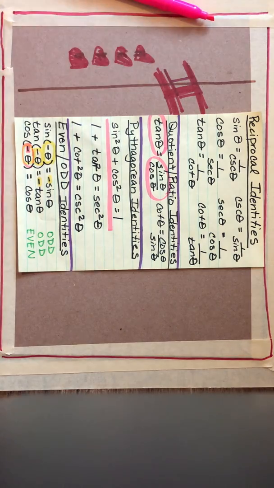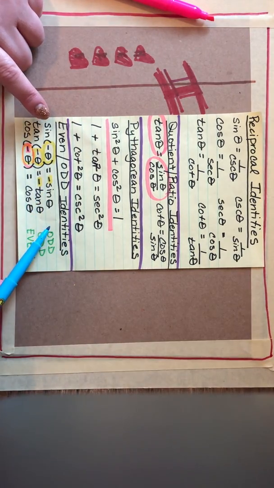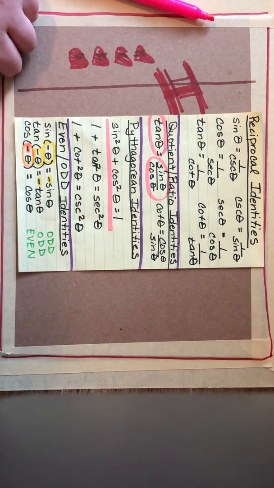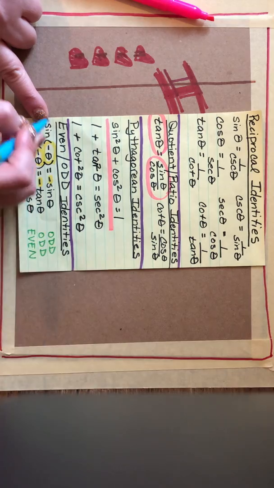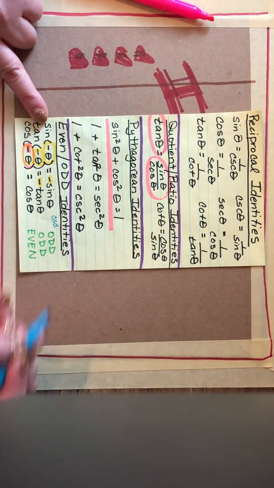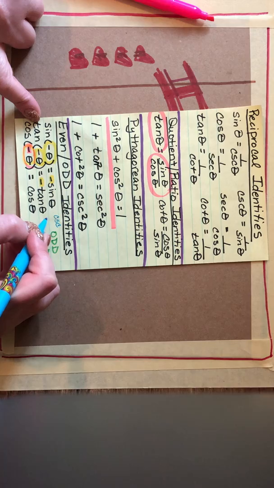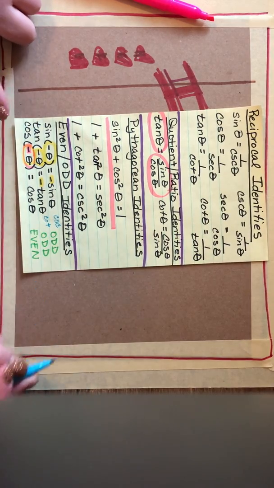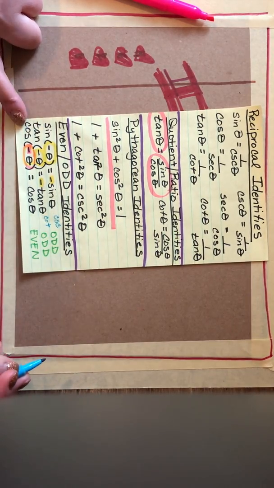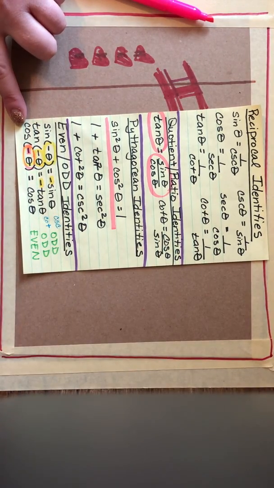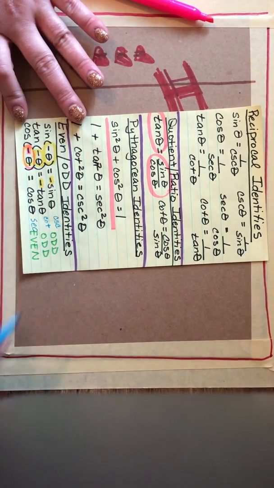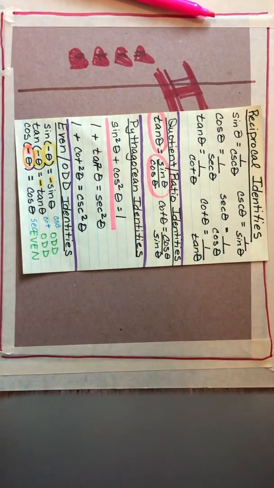And I don't have it written here, but the reciprocals are going to go in here also. So for example, sine's reciprocal is cosecant. So cosecant is also odd. Tangent's reciprocal is cotangent. So that means cotangent is also odd. And then cosine's reciprocal is... what am I trying to say? No. Cosine's reciprocal is secant, and secant is even. Okay, so write these down. I'm out.